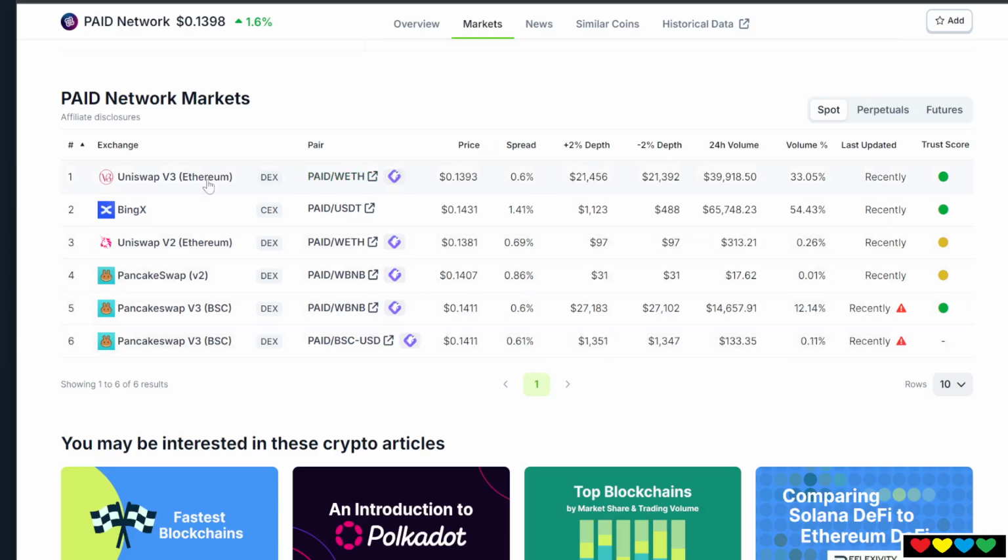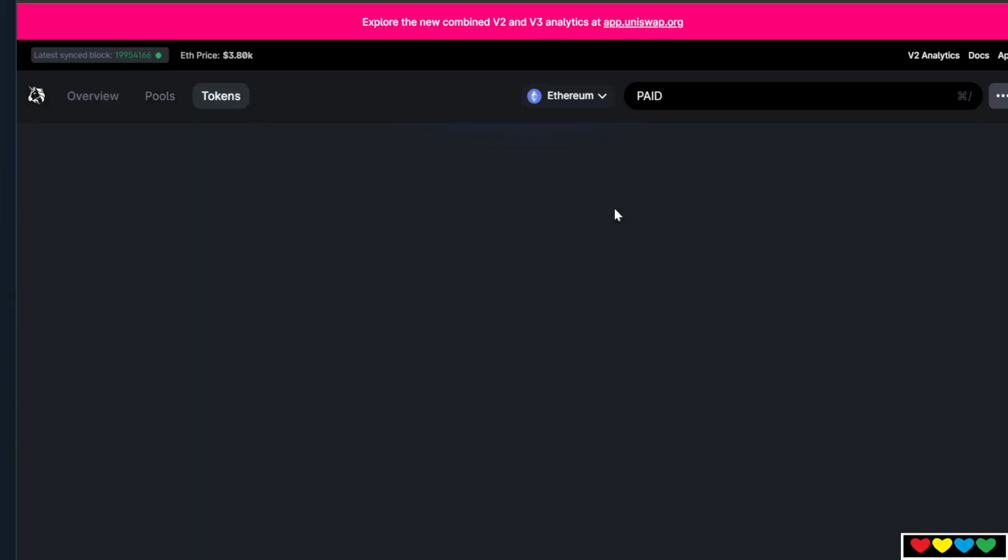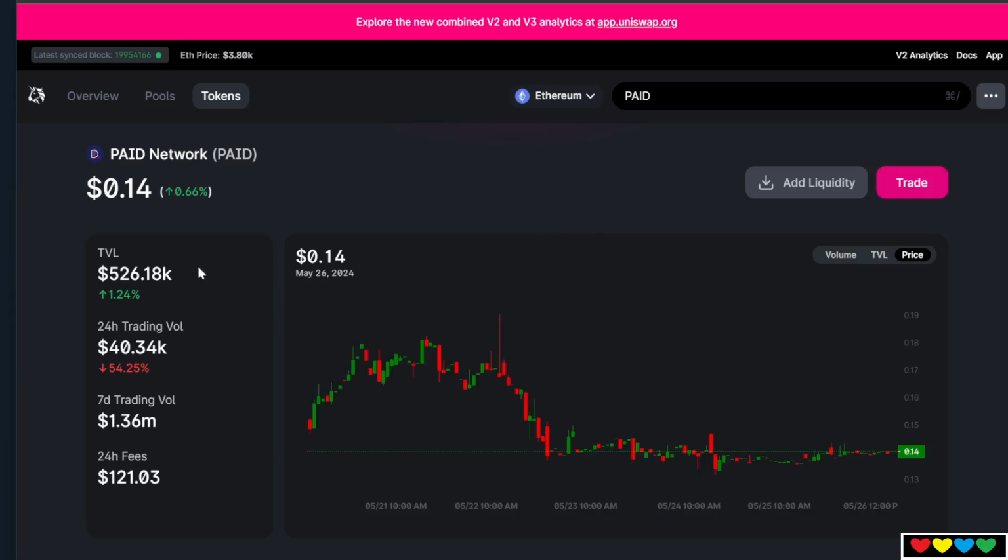Now you need to find the total liquidity, friends, the total liquidity. So as you can see, this is the full depth. You want to find the actual full number. What I've done is I've gone to info.uniswap.org and clicked on paid. Now you can actually see it here, friends. You can go to the total value locked. You see that? The TVL is $526,000. So that is the bid plus the offer. You remember that number, 520. Let's round it up. Let's make it $550,000.